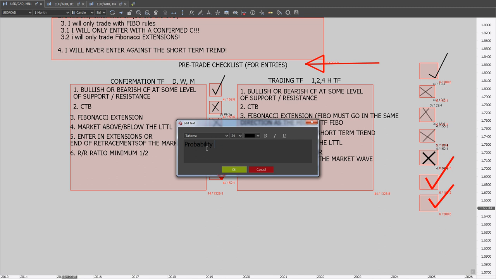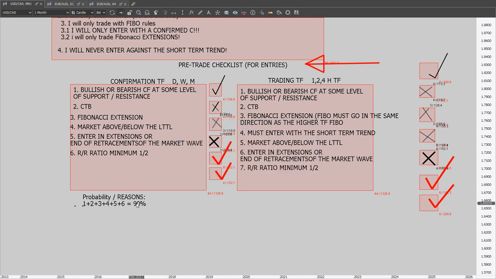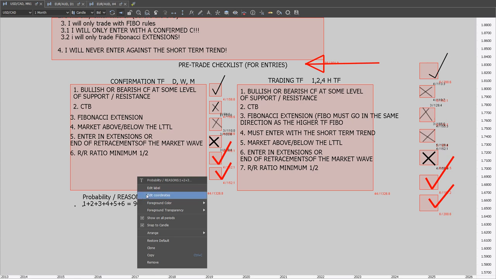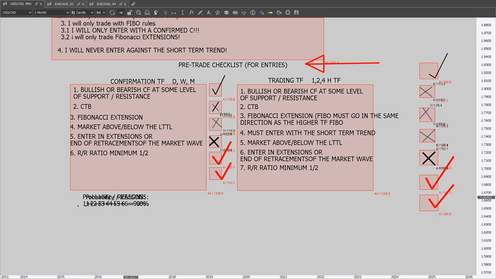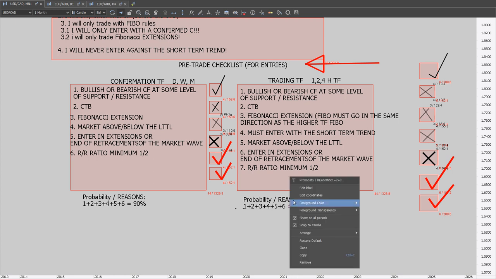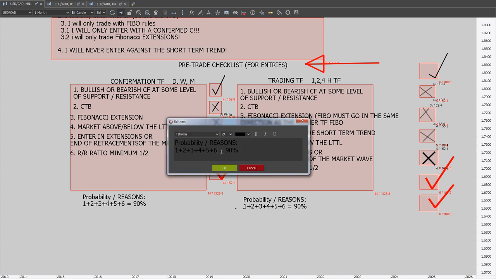Probability slash reasons, okay, is 1 plus 2 plus 3 plus 4 plus 5 plus 6 equals 90%. In here, remember, there is no 100% trade, okay. And here is going to be plus 7, okay.